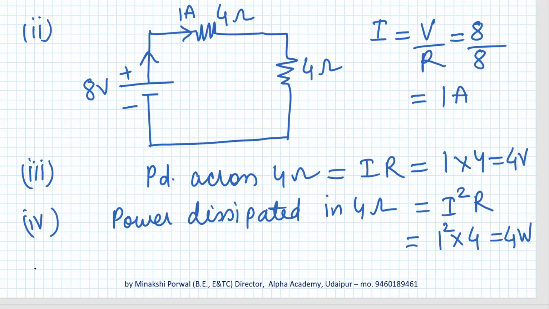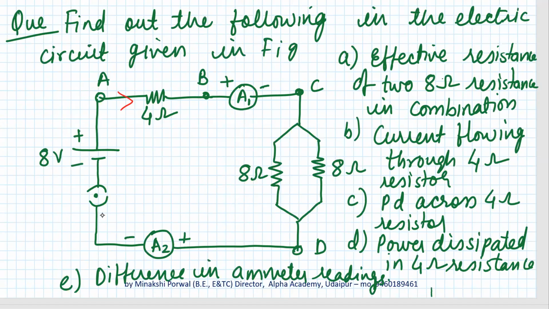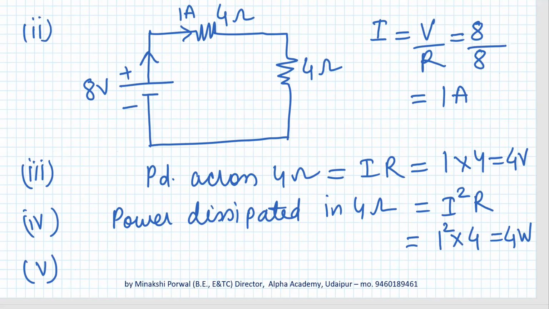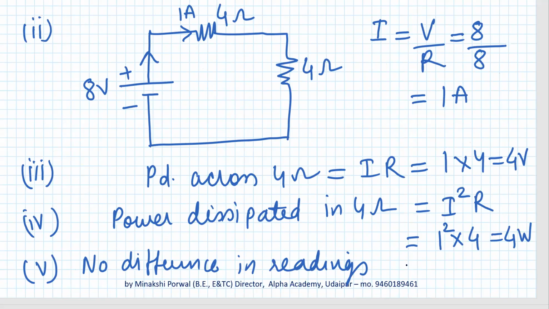Then the fifth one is just to check your concepts actually. Now this is one loop, so ammeter A1 is measuring the current of this loop and ammeter A2 is also measuring the current of this loop. Both the meters are measuring the current of the same loop, so their readings will be the same. So there is no difference in the readings of ammeters A1 and A2.